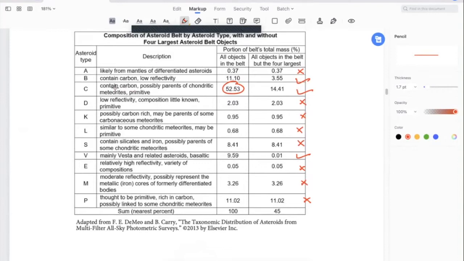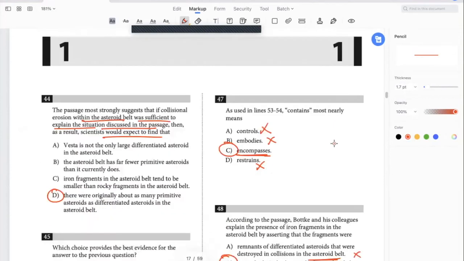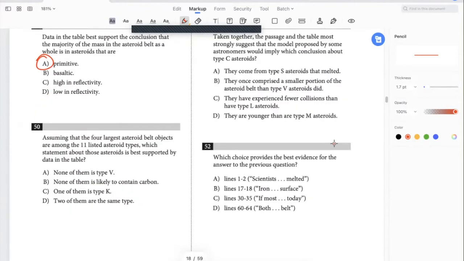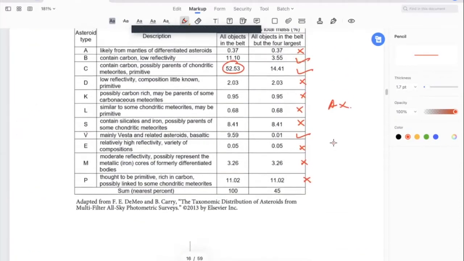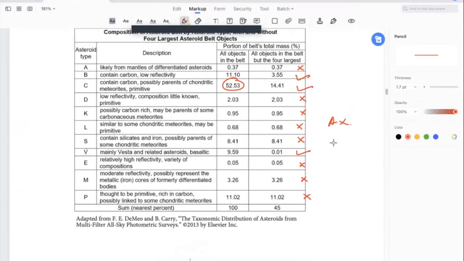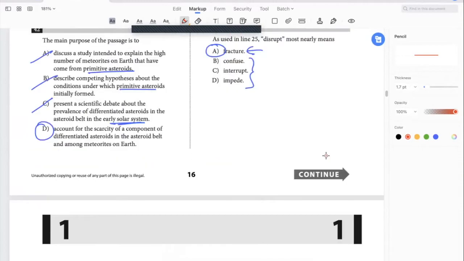So none of them is type V. One of them will have to be. So A is wrong. What about type K? Yeah, type K is also not. So which is that option about type K? Yeah, none of them is likely to contain carbon. Two of them are the same type. Yeah, two of them have to be the same type because we only have three, right? And we are talking about four categories. So two of them have to be of the same type.